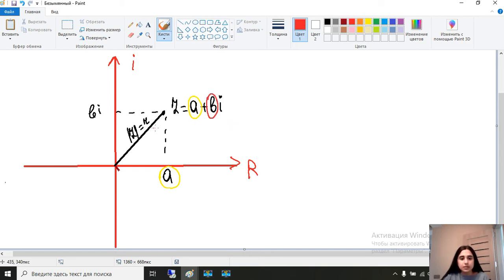And the length of this leg equals r, which is the absolute value of z, and moreover I may say that this r is the square root of a squared plus b squared.